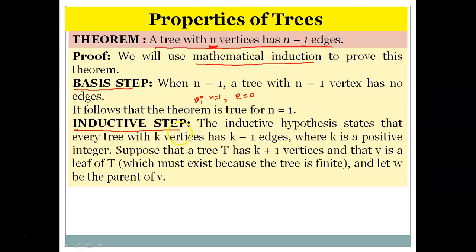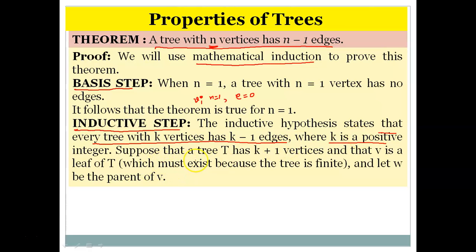Now the inductive step, the step where we assume. The inductive hypothesis states that the result is true for n equal to k. If I say this statement is true for n equal to k, what does it mean? That a tree with k vertices has k minus 1 edges. So that is why the inductive step is here. It states that every tree with k vertices has k minus 1 edges, where k is a positive integer.